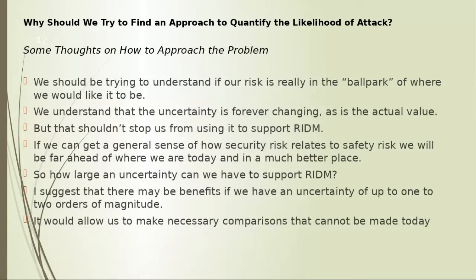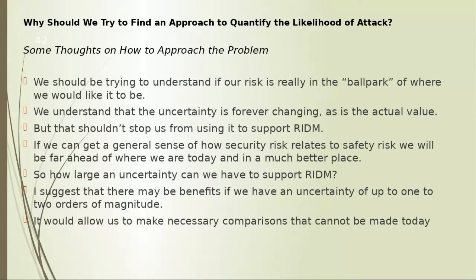Some thoughts on how to approach the problem. We should be trying to understand if our risk is really in the ballpark of where we would like to be. We understand that uncertainty is forever changing as to the actual value. But that shouldn't stop us from using it to support risk-informed decision-making. If we can get a general sense of how security risk relates to safety risk, we will be far ahead of where we are today and in a much better place.